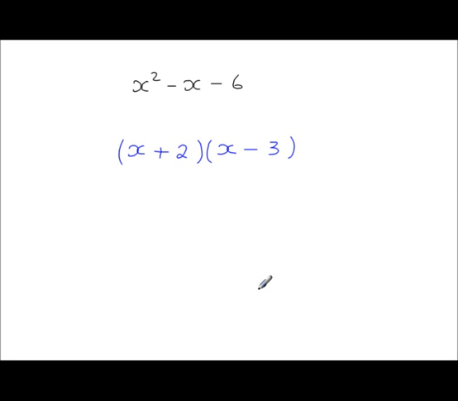The reason it's in that order is because 2 times x will give 2x, and minus 3 times x will give minus 3x. 2x minus 3x gives minus x, this term. And 2 times minus 3 gives minus 6, this term.